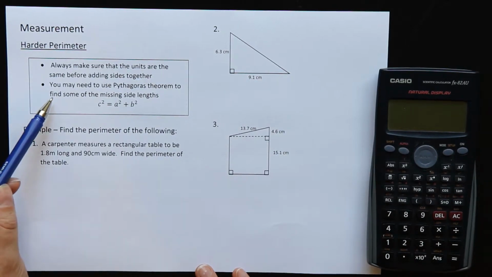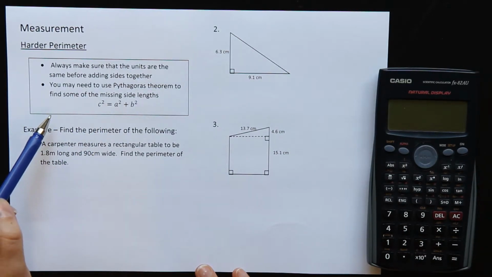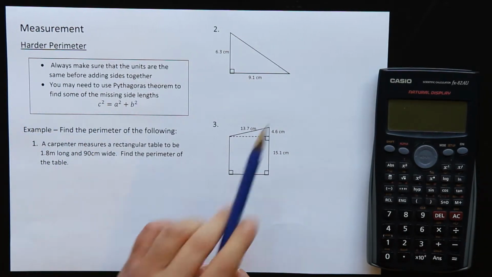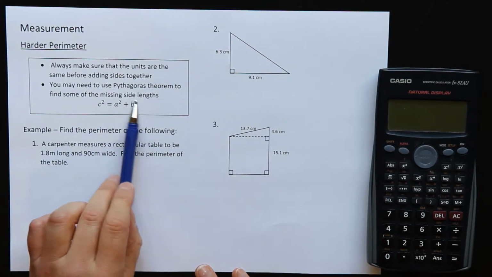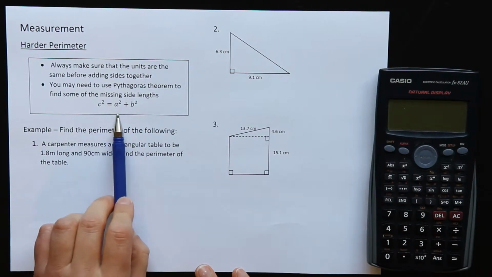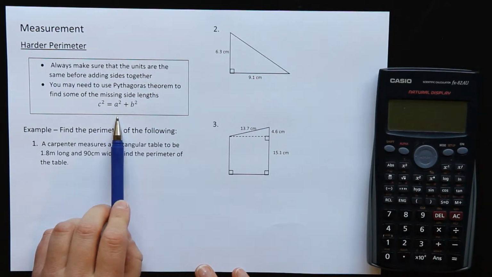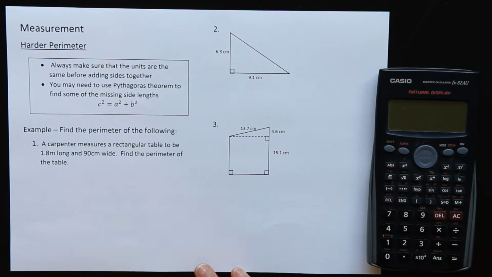The other thing that you may need to do is use Pythagoras Theorem to find some of the missing sides in some triangles. Okay, so this is a reminder here. Pythagoras Theorem is c squared equals a squared plus b squared. To do this lesson today, hopefully you have done Pythagoras Theorem before. If you haven't, you'll need to look at the lessons on Pythagoras Theorem first, and you can find those on my website. Okay, so let's have a look at the examples.